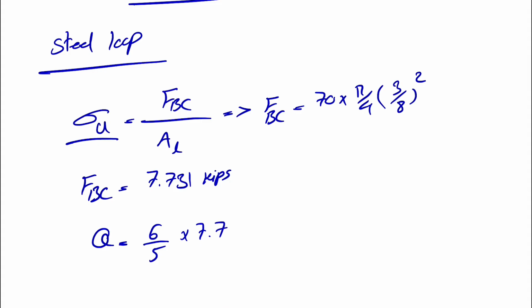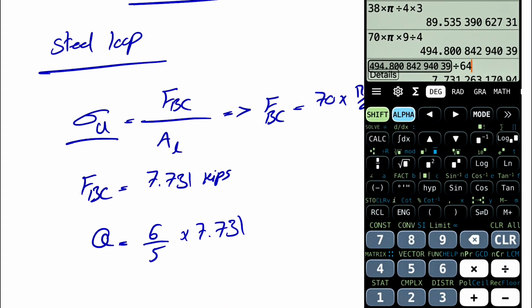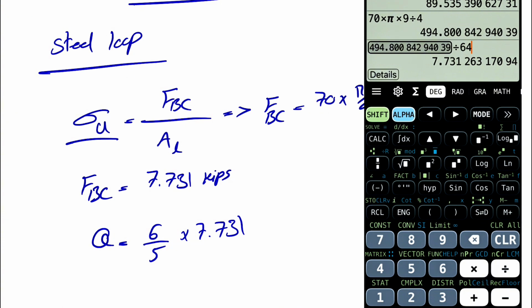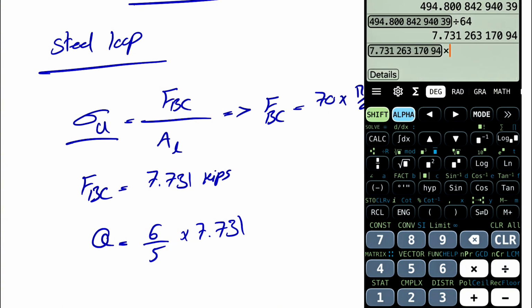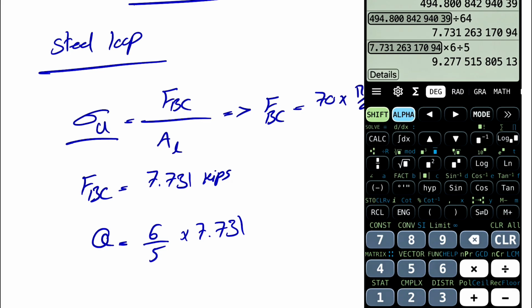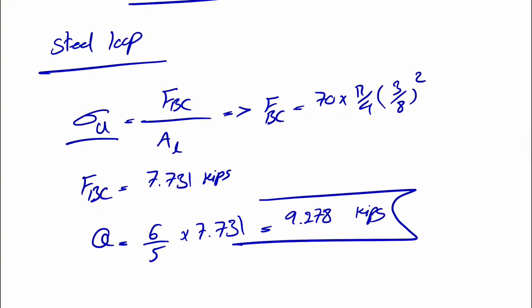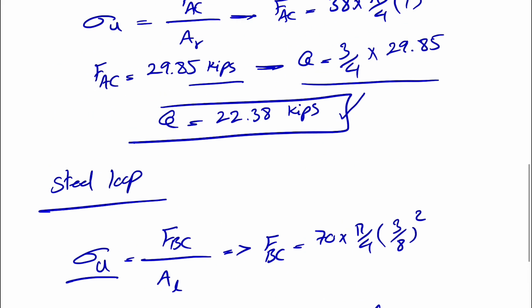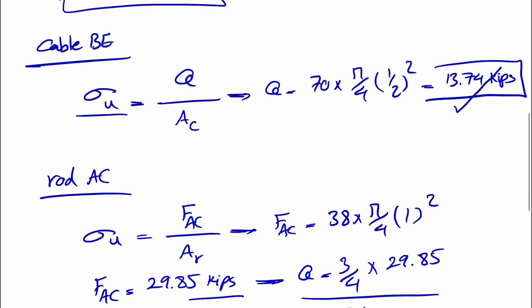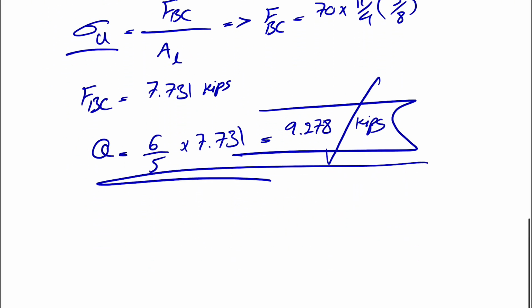times 7.731. If I'm not making a mistake, no. Okay, times 6 divided by 5. That's going to give us 9.278 kips. So looks like the lowest Q that we have in here is this one. So we have 9, we have 22, and we have 13. So this is going to be our winner for this question.